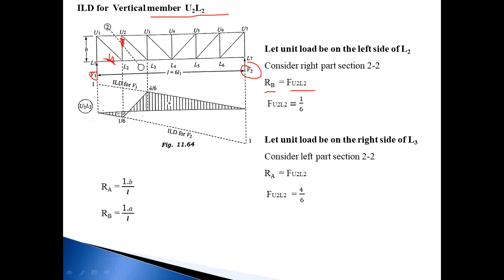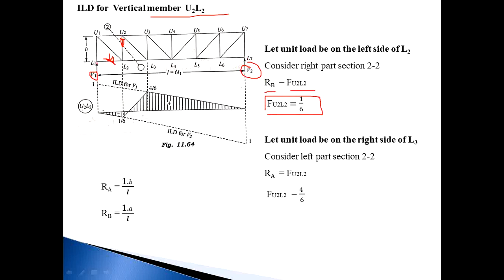When the load is at point L2, see here once again, I repeat: when the load is at point L1, RB becomes 0, because whatever the reaction is equals RA, as the load is at point A or L1. When the load moves to point L2, an RB value is there. So when the load is at L2, RB becomes a upon L, and a value is a L1, L1 upon 6 L1. So it becomes 1 by 6. So F U2 L2 is 1 by 6.